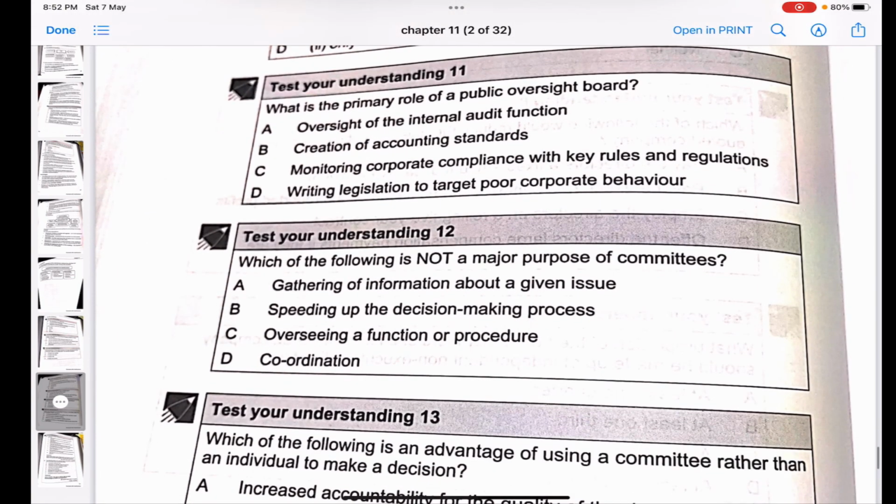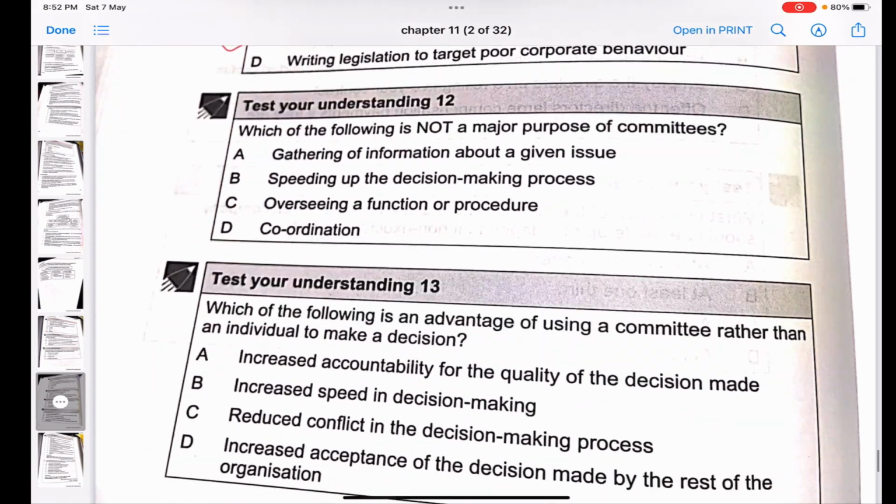What is the primary role of a public oversight board? Read all the options. The correct option is C. Monitoring corporate compliance with key rules and regulations.